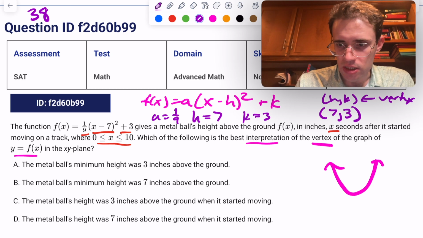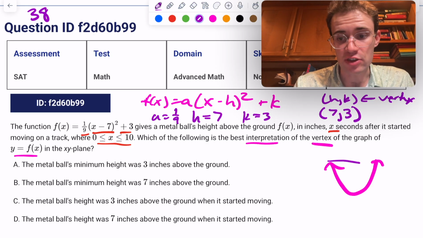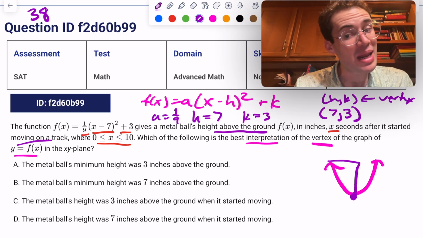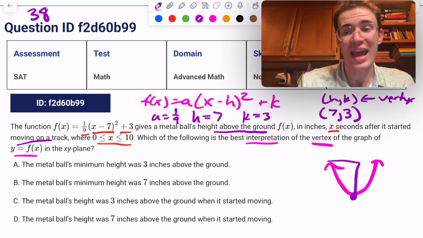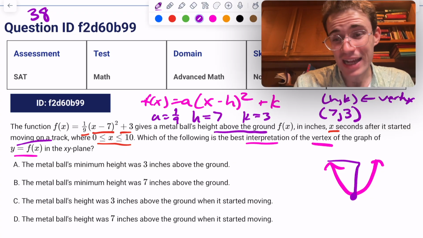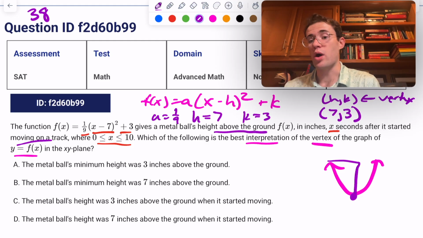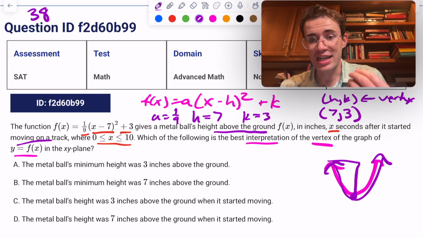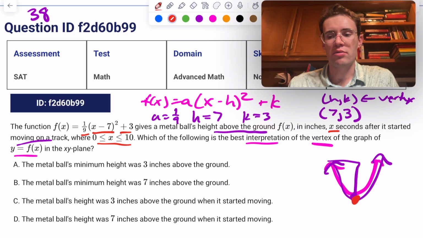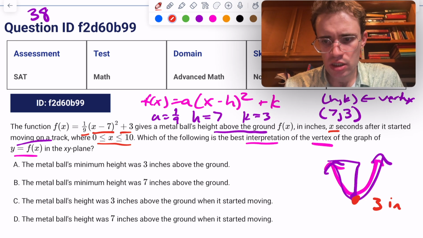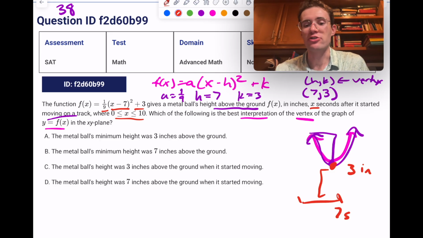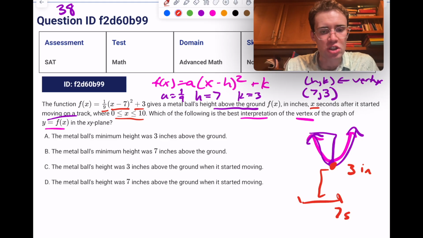7 is the input, which is the number of seconds. So 7 seconds after it started moving on the track, it reached a height above the ground of 3, which is the minimum. We know it's the minimum because it's a positive quadratic. Oh, the a value does matter. Okay, I was wrong. The a value being positive matters. You don't actually care that it's 1/9 versus if it's 1, but it's a positive a value, which means that it is going to be a smiley face, which does have a minimum value for the vertex. So it reaches a minimum height of 3 inches above the ground at time 7. 7 seconds after it was dropped, right? 7 comma 3. So we want something that says something like that. The metal ball's minimum height was 3 inches above the ground.